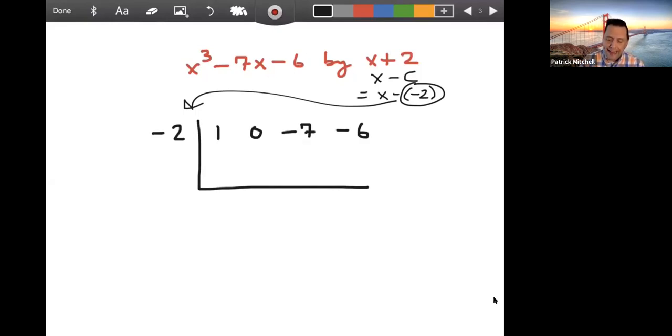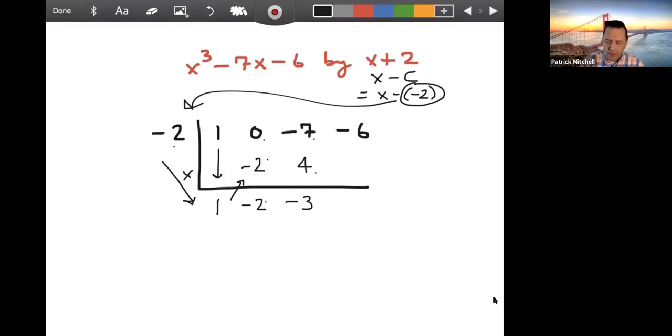You start by bringing down the first number, just bring it all the way down and write it here. And then I'm going to multiply. -2 times 1 is -2. And now I'm going to add those two numbers together. 0 plus -2 is -2. And now just repeat those same two things, the multiplications and additions. So now I'm going to go -2 times -2 is +4. And I'm going to add -7 plus 4 is -3.